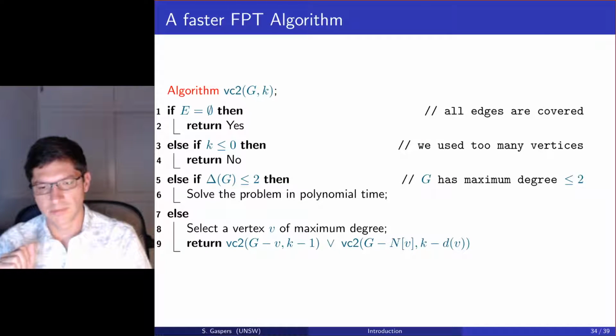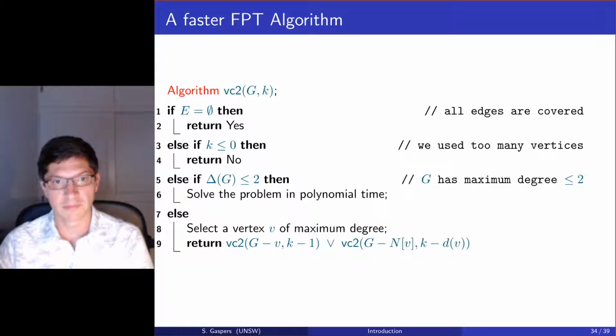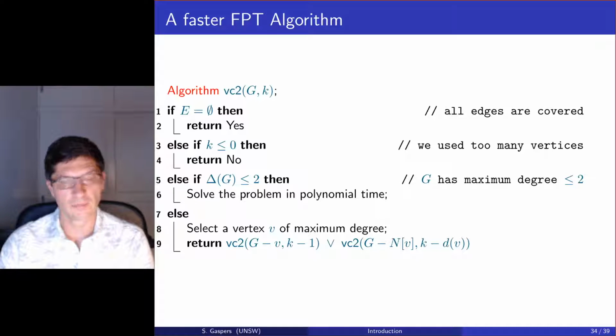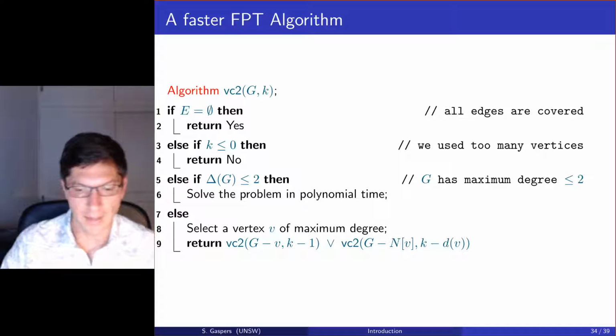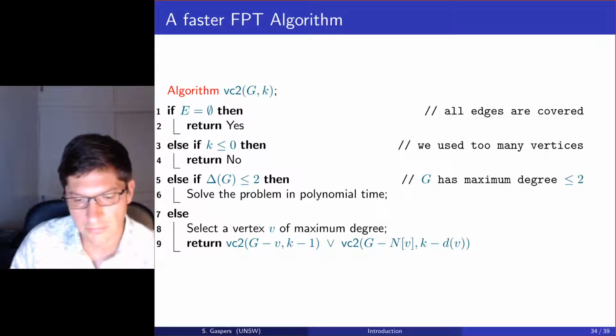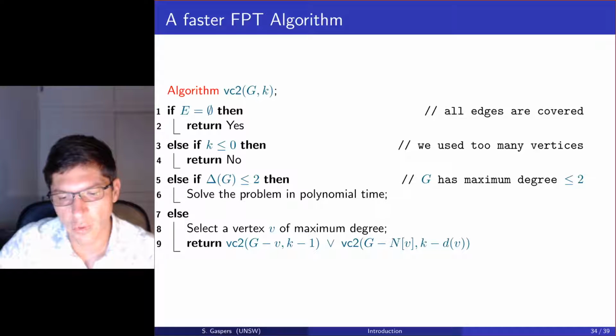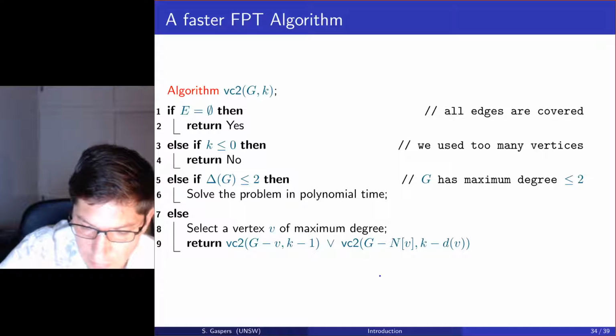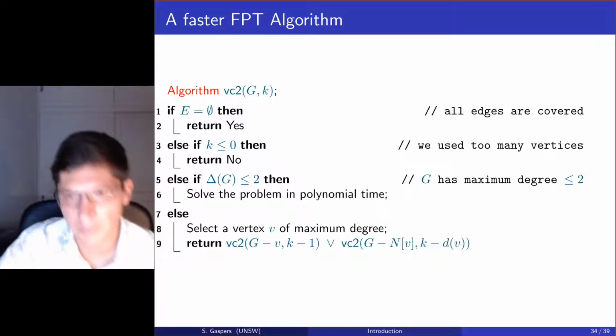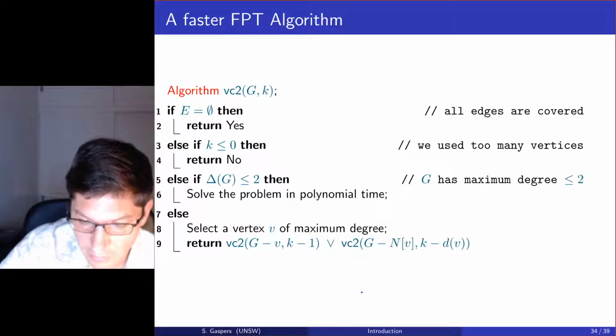So if the maximum degree is at most 2, we call a polynomial time subroutine to solve the problem. Otherwise, we select a vertex with degree at least 3, or one of maximum degree. And now we either add this vertex v into the vertex cover and decrease k by 1, or in the second option here, we actually add all the neighbors of v into the vertex cover. So the neighborhood of v with round brackets goes into the vertex cover.